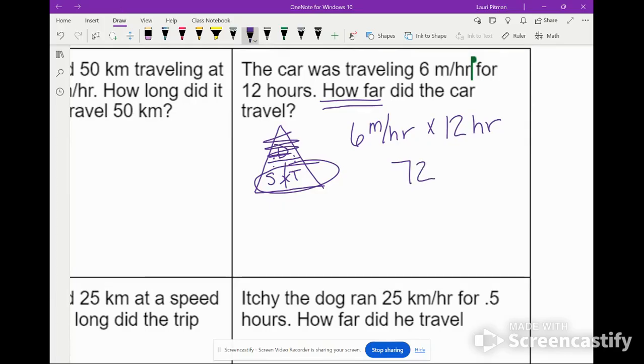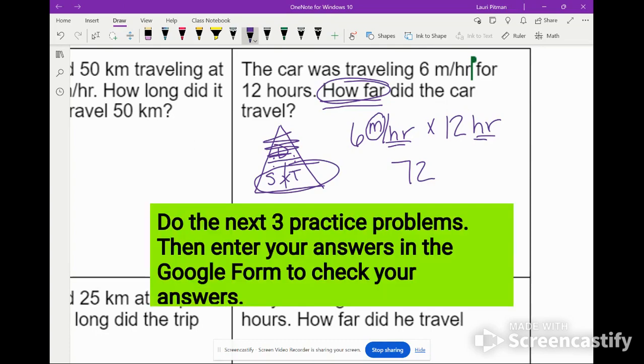Now the question is, what's my unit of measurement for my answer? Well, since I'm looking for how far, I'm looking for distance. Hours would be the measurement for time, so I can't use that. Meters, however, is the distance. So in 12 hours, this object, this car, would travel 72 meters.